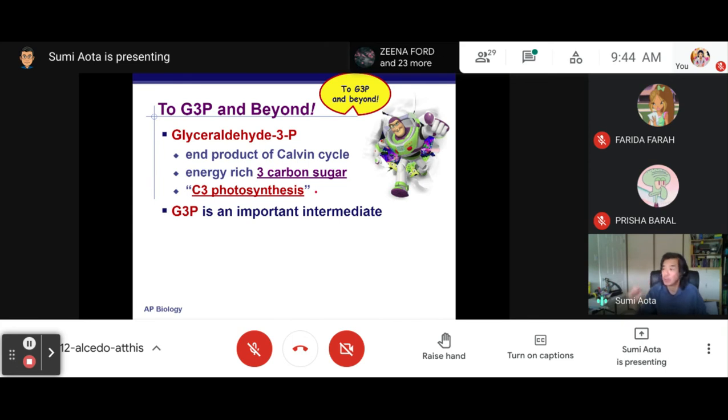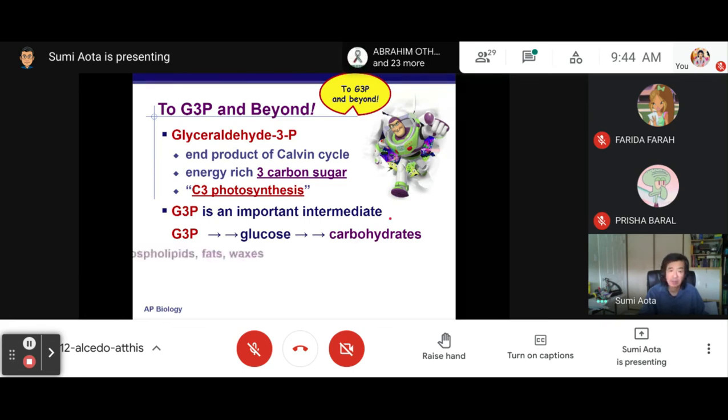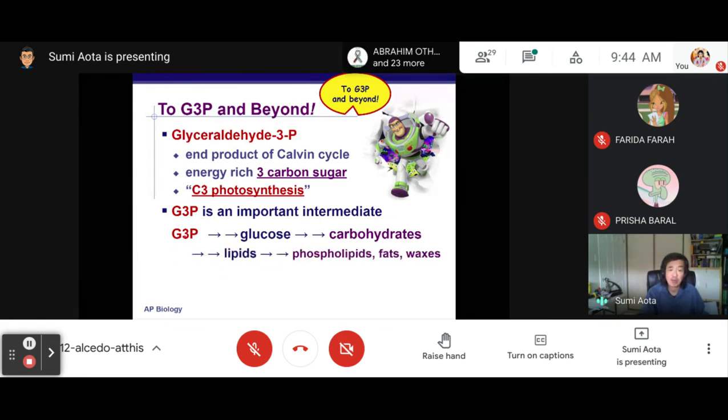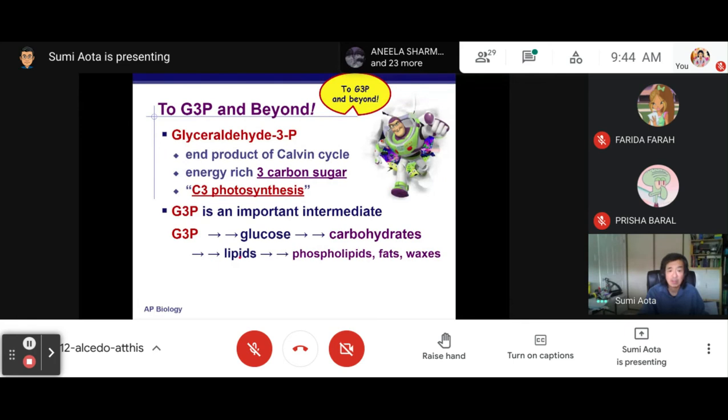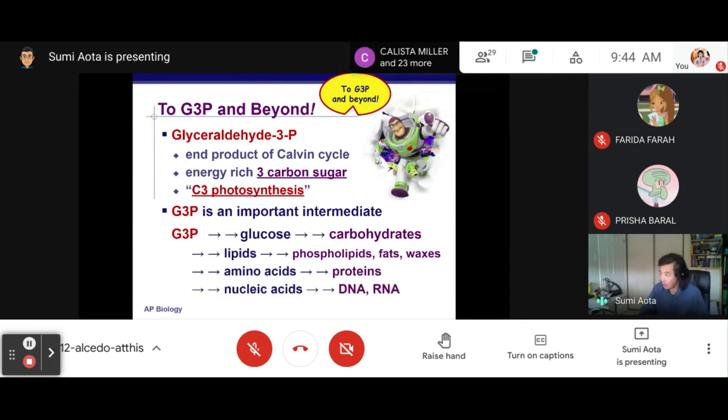So G3P is a really important intermediate, because from G3P you can make glucose, and then from glucose you can make carbohydrates. From G3P you can make lipids, amino acids, and nucleic acids. So G3P is the molecule that allows the plant to make all of the other macromolecules that it needs, which is why the Calvin cycle is so critical.